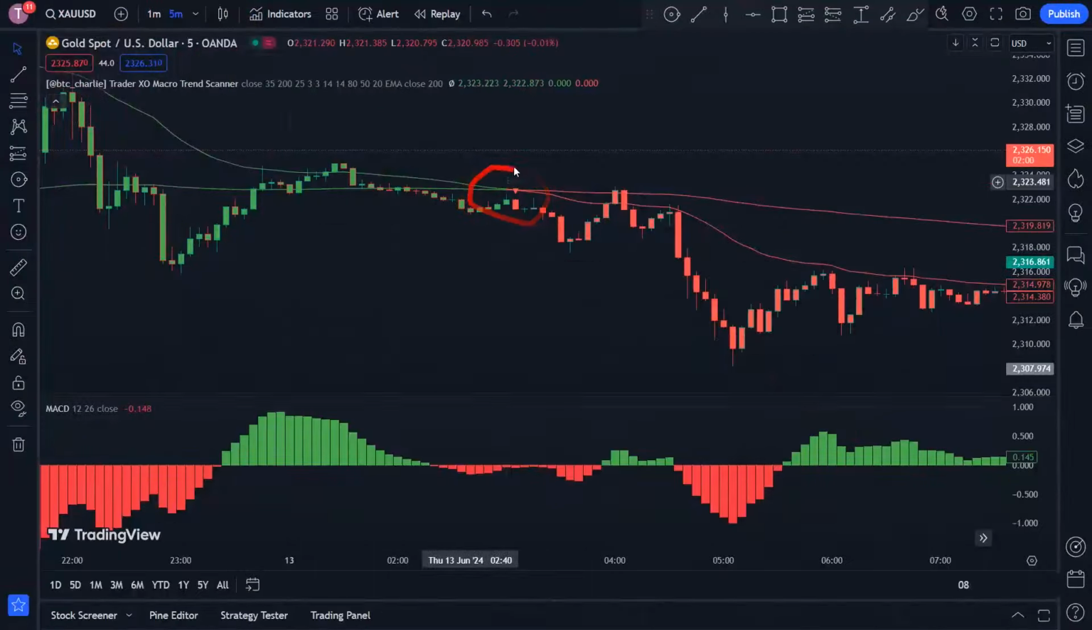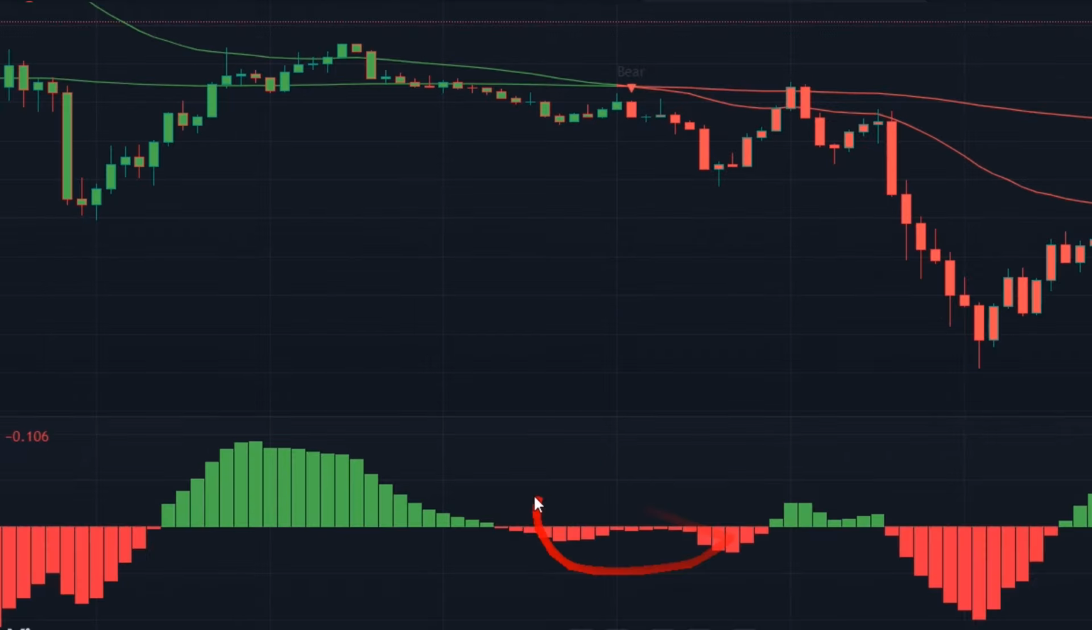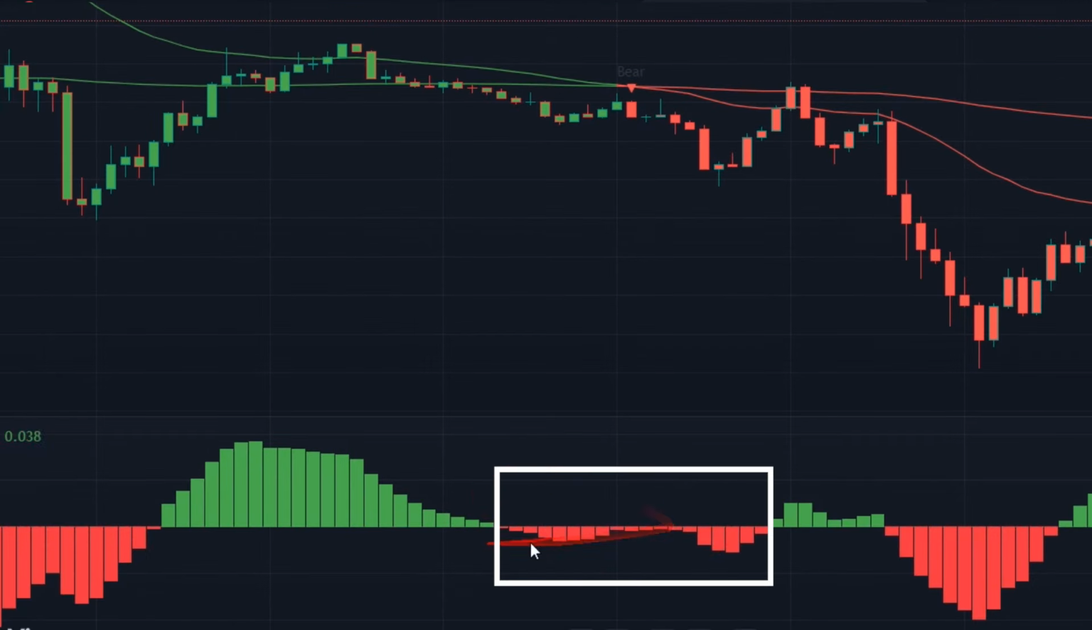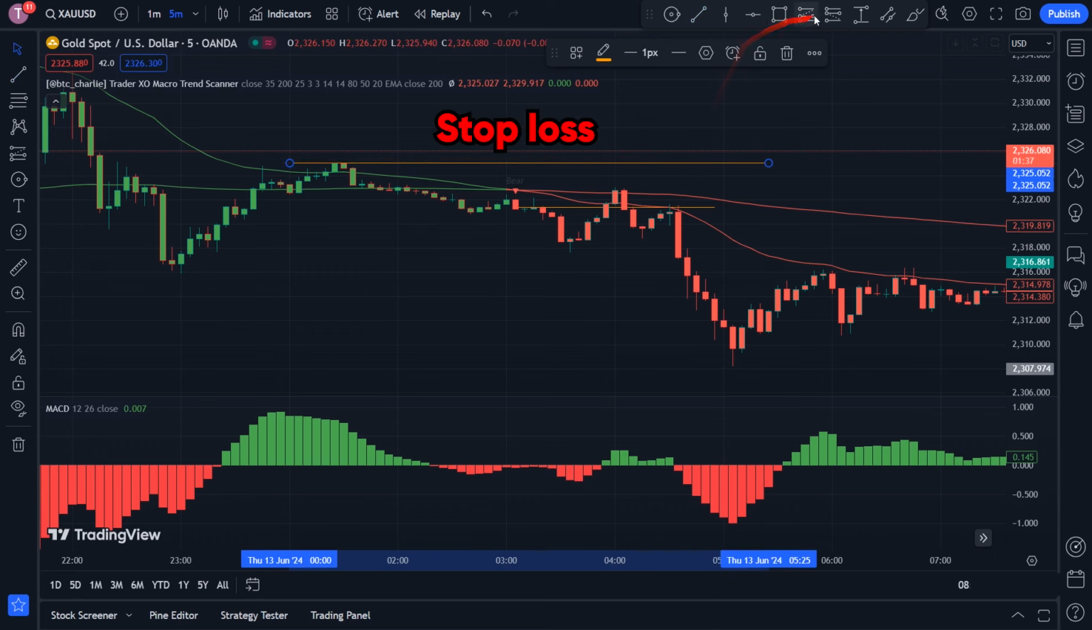For a sell order, first we need to look for a sell signal. Then we should look at the MACD indicator and make sure that at this point, the market trend is downward and the histogram is red. After that, we will realize that we have found the right entry point for the trade. Then find the last swing high for stop loss and place our stop loss slightly above it.